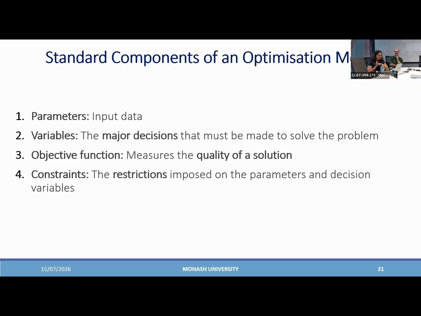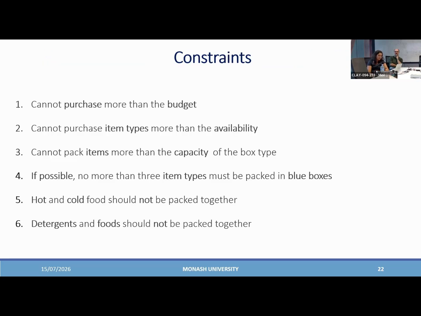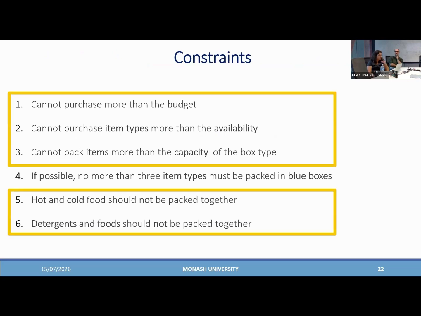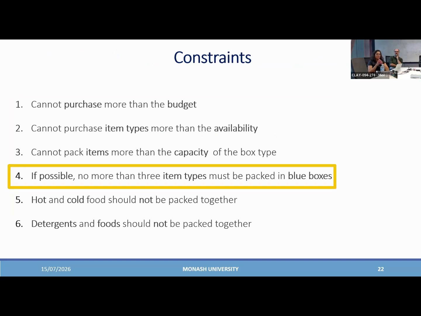And then we have the constraints, which are the restrictions imposed on the parameters and the decision variables. When it comes to constraints, we have two major types. The constraints that must be satisfied, which we refer to as hard constraints, and the soft constraints, which are desirable to be satisfied, but it's okay to violate them as well.